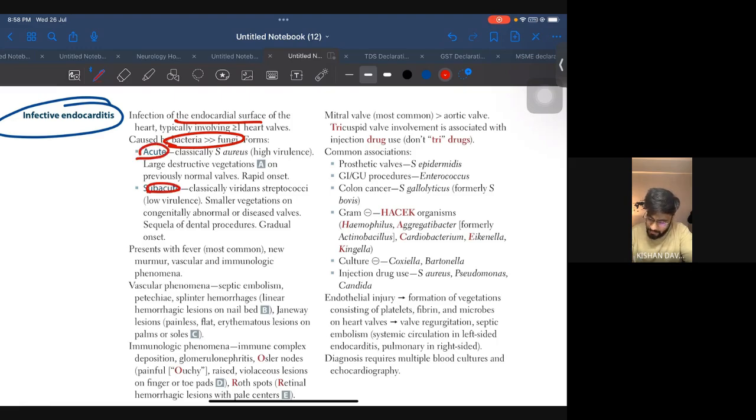Let's see what bacteria are given over here. Acute and subacute. Acute means Staph aureus. Staph aureus occurs on a previously normal valve, and subacute is viridans streptococci, and it occurs on a diseased valve. You should know the difference: if the valve was previously normal, it is Staph aureus, but if it is already diseased, it will be viridans streptococci.